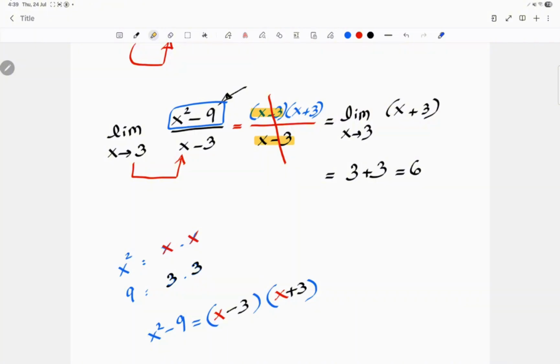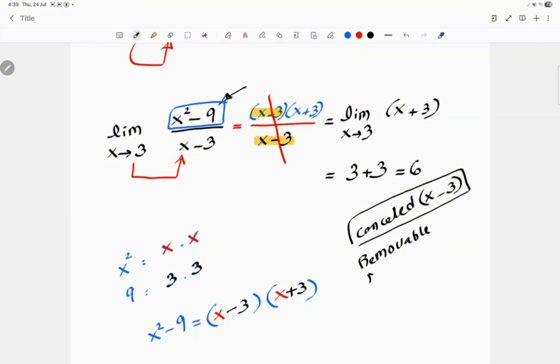They will cancel out. By being able to cancel x minus 3, we have what we call a removable discontinuity at, if you were to equalize x minus 3 to a 0, how much would the x be?